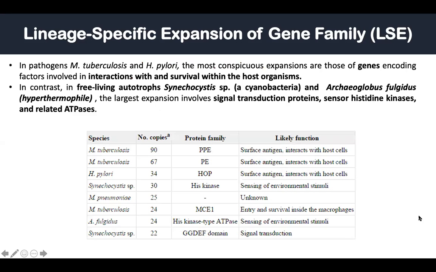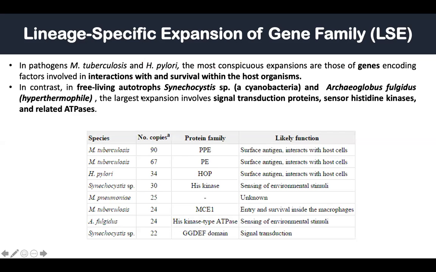Right. So in pathogens, for instance, Mycobacterium tuberculosis and Helicobacter pylori, the most conspicuous expansions are those genes encoding factors involved in interactions with and survival within the host organisms. So they are very selective of which genes they want to expand, right? Something that really is required for their survival, because they are basically depending on their host.